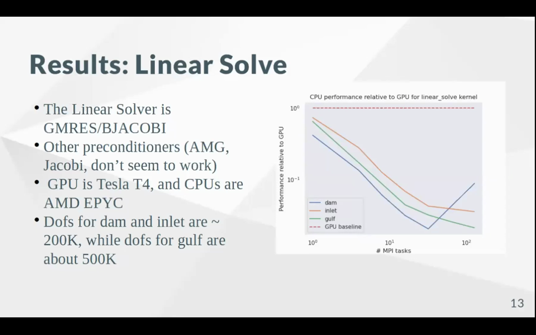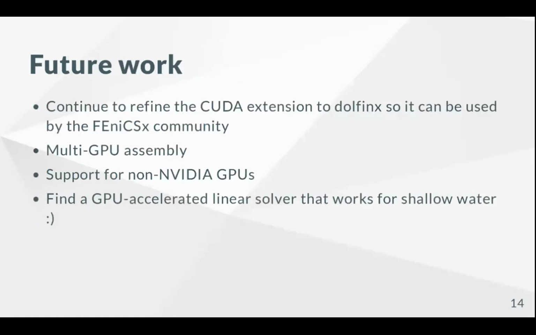However, if you have an explicit method, you can take my branch of DolphinX and compile it from source, and then you can just pretty much plug and play, and you'll get a 10 to 20 times speed up. So, take that for what you will.